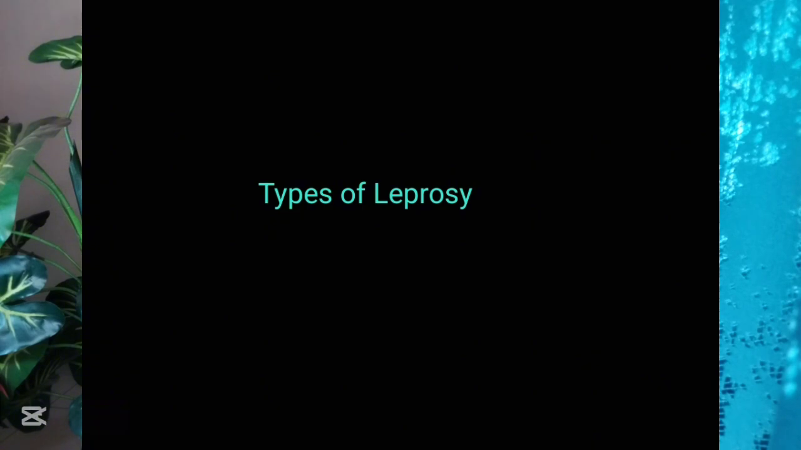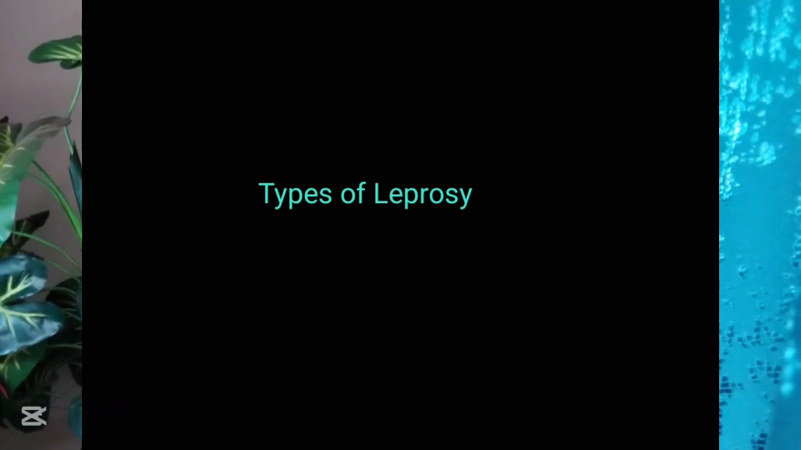Tuberculoid leprosy usually has a good prognosis, a good outcome, because usually the individual has a good immunity, so they can easily eliminate the infection or they can easily prevent the infection from spreading to the rest of the body.